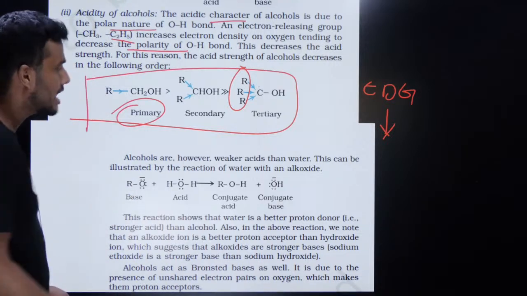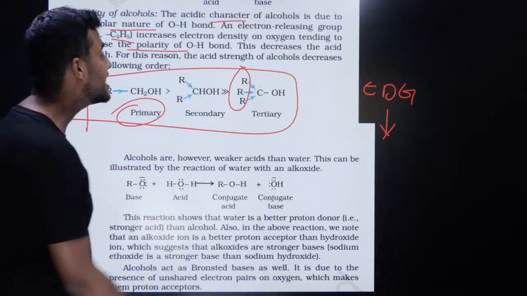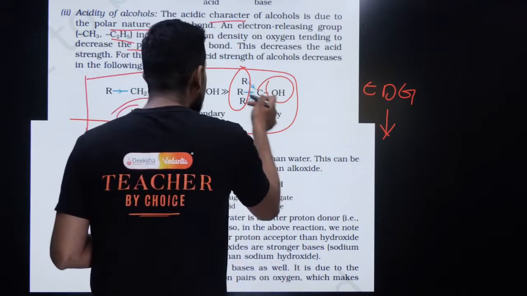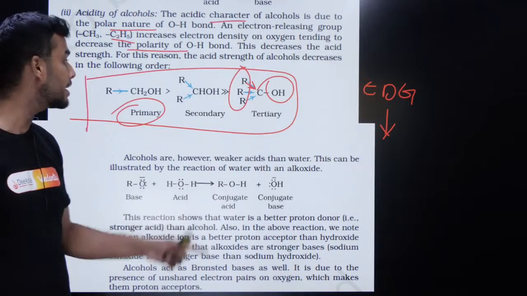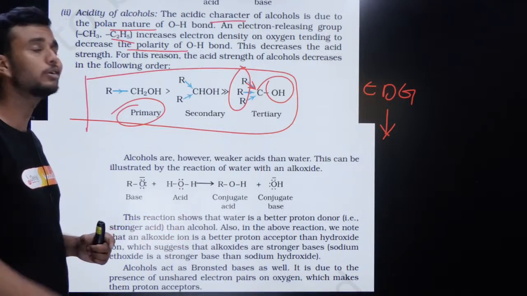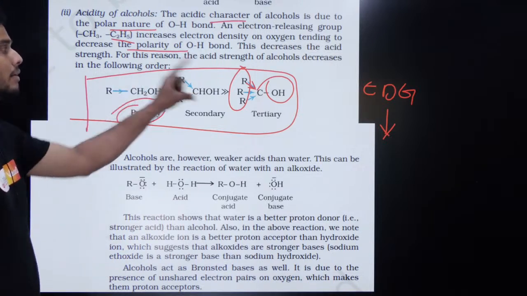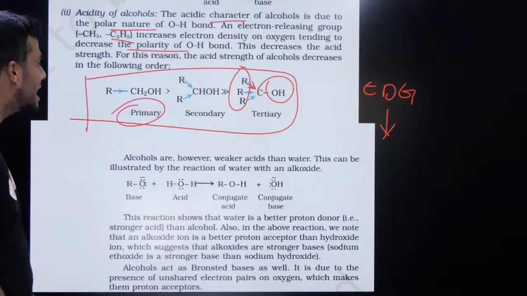Very simple. If any CH3, any C2H5, any donating group is present, then the electron density is high. It pushes electron density toward the carbon and oxygen, so the electron density becomes high. In this case, what happens? The polarity decreases, my dear students. The polarity decreases.